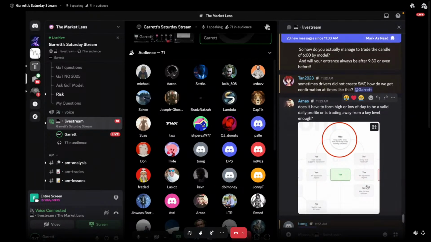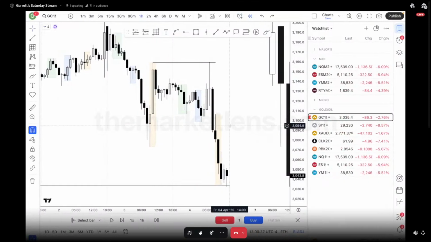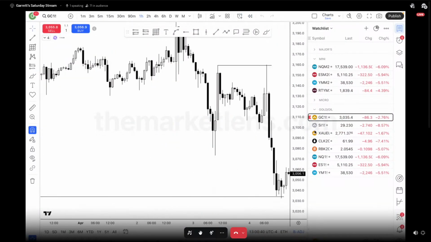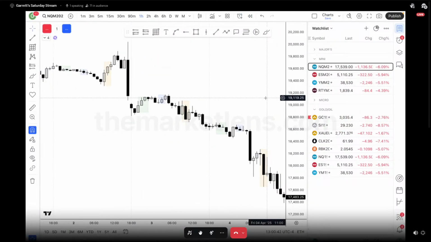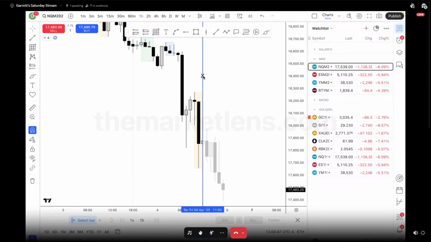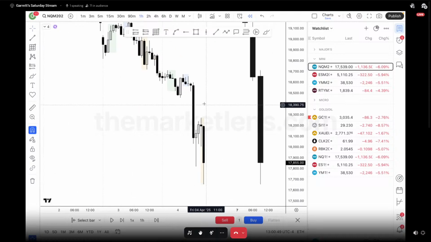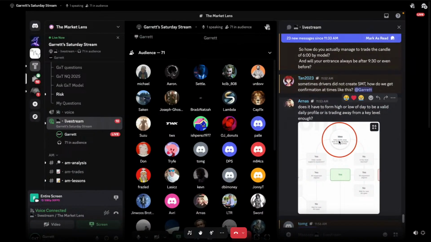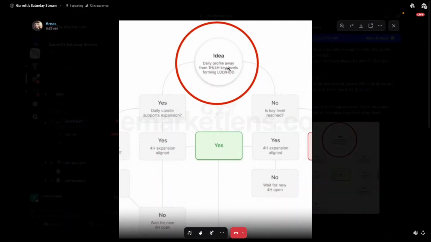Does it have to form a higher low of the day to be a valid daily profile, or is trading away from a key level enough? So yeah, trading away from a key level is enough. When you're trading away from something, that key level doesn't have to form the higher low day. You can just be trading away, in continuation, from the higher low day. So I'm going to show you an example of that. Like here, this idea is just you're trading from an established higher low day.